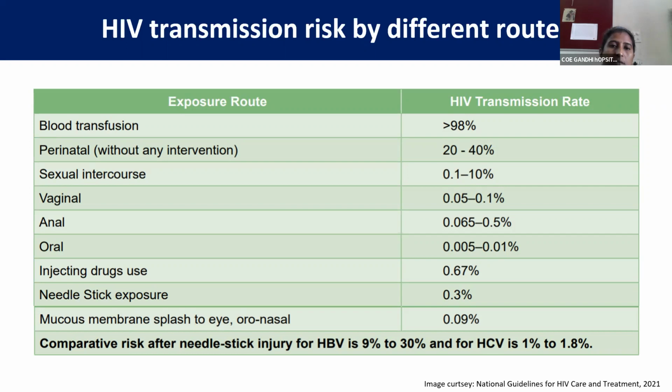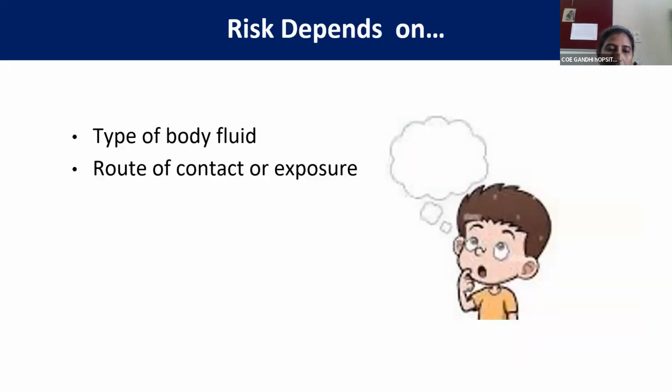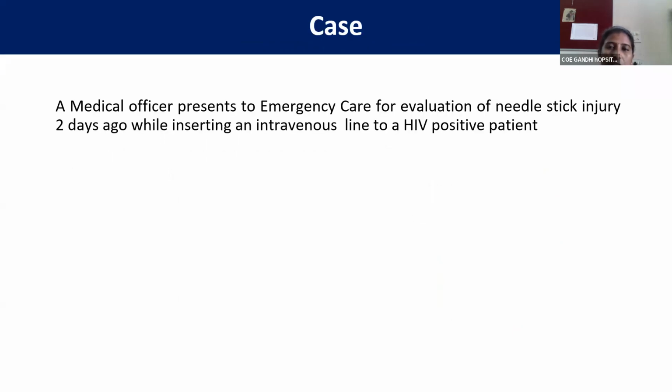Blood transfusion has a very high transmission rate. Then perinatal transmission also carries a high risk. Afterwards, sexual intercourse. Needle stick exposure has a 0.3% risk, which is the first scenario we previously discussed. The second scenario, mucous membrane splash, has a 0.09% risk. So among those two scenarios, the first has a higher risk of transmission than the second, because the transmission rate is higher with needle stick exposure. The transmission risk depends on the type of body fluid and the route of contact or exposure.